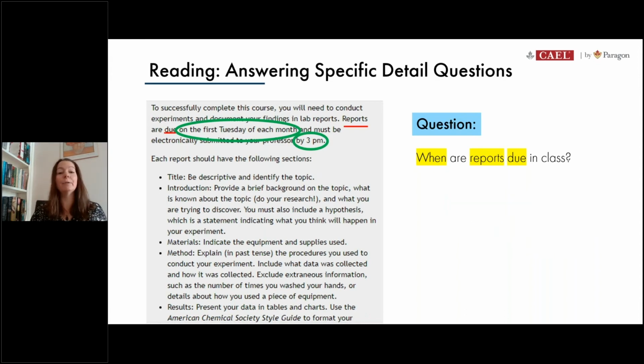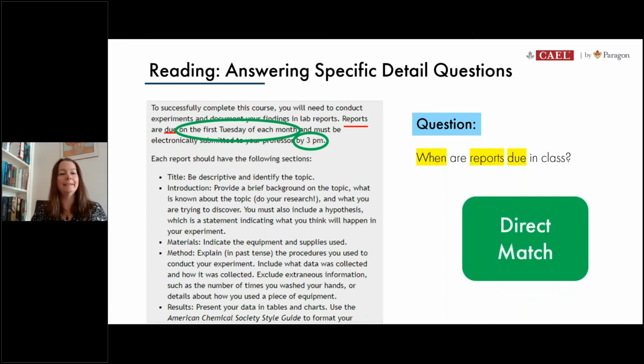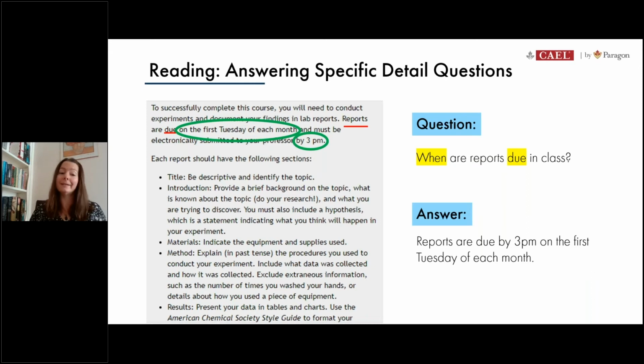I know that these reports are due. That's what my question tells me. And I see that word due again in the text. And these keywords from the question are all falling within the same sentence of the text itself. I've been able to directly match some of these words. So again, that just reassures me that I've got the correct answer. So we would certainly be ready to answer this basic question: when the reports are due would be by 3 p.m. on the first Tuesday of each month.